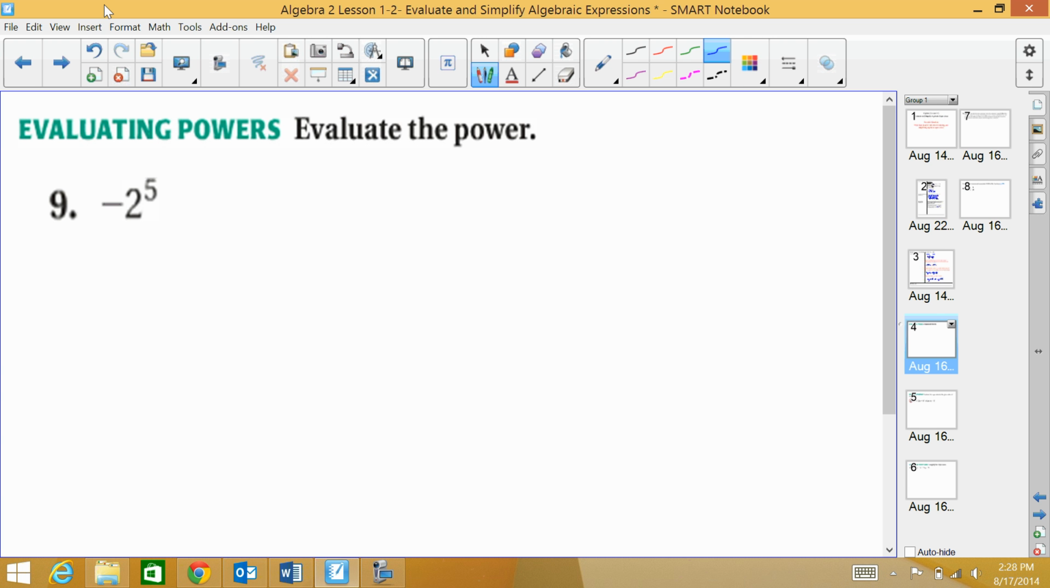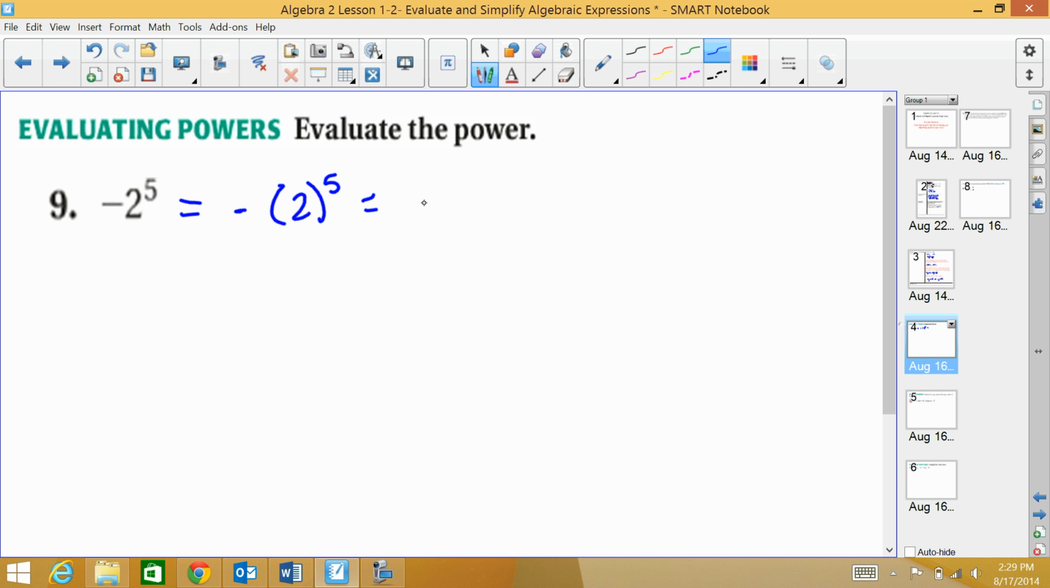Okay, so number 9, if we're evaluating negative 2 to the 5th power, notice you want to look for if this has or does not have parentheses. It does not have parentheses, so we need to follow the order of operations. So we have to do exponents first. So we're going to do 2 to the 5th power first and then make the answer negative. So that's like having negative and then 2 to the 5th power and working that out.